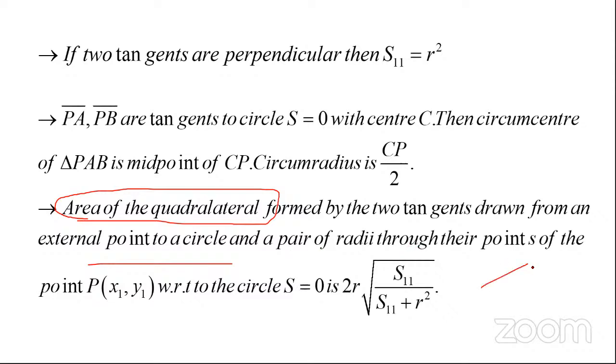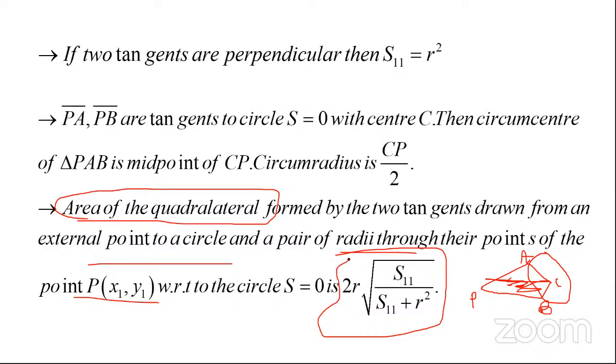like this. So this is the point P. This is touching the circle, like this. I'm writing like this. Then this is the center, this is A, this is B. Then we have to find the area of this figure, formed by the two tangents and the pair of radii, with respect to S equals 0. The point x1 comma y1, that is P, is outside the circle. Then the area can be found with this formula: 2r into square root of s11 by s11 plus r square.